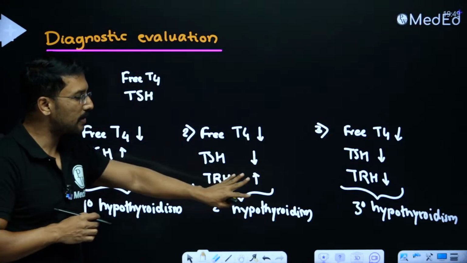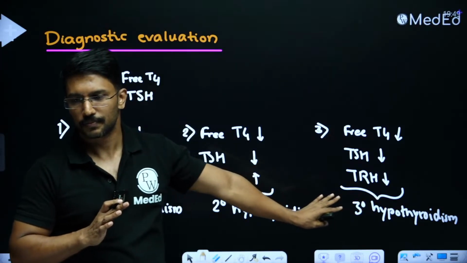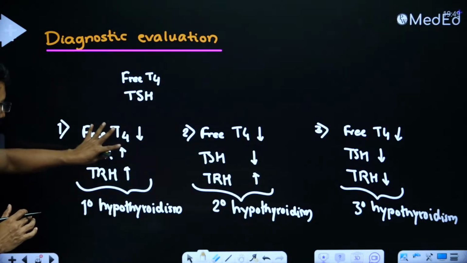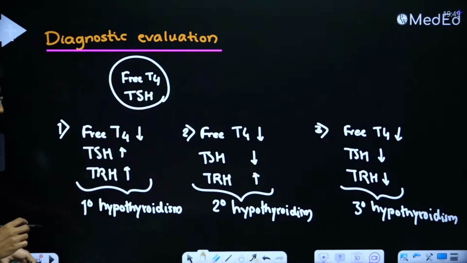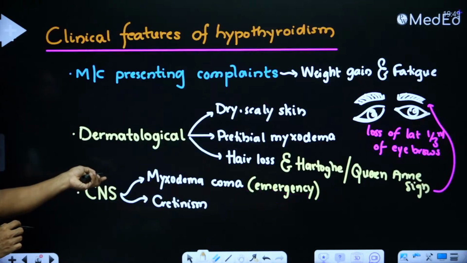TRH we will only get done when I am suspecting tertiary hypothyroidism. If there is no suspicion of it, then I don't need the TRH. Mainly what I need is free T3 and free T4 and TSH. Okay. So in case of primary hypothyroidism, right? Let us go through this flow chart where we will understand it better.